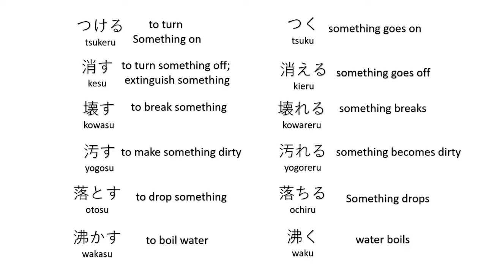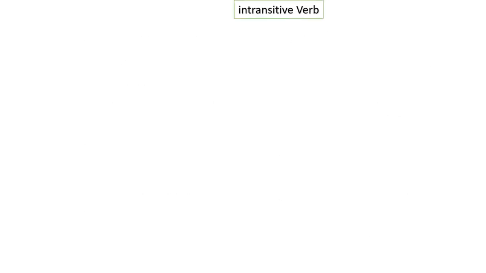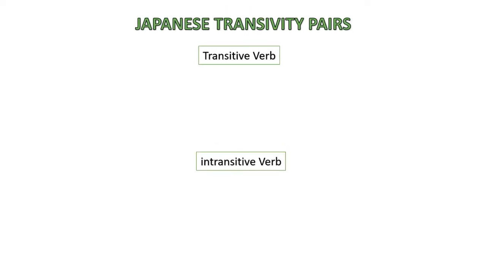Okay. Again, for the transitive verb, there is a subject and an object, while for an intransitive verb, it need not have any object. All right. Example sentences. First, we have the transitive verb. Again, we have subject and object here. And for the intransitive verb, there is a subject only.